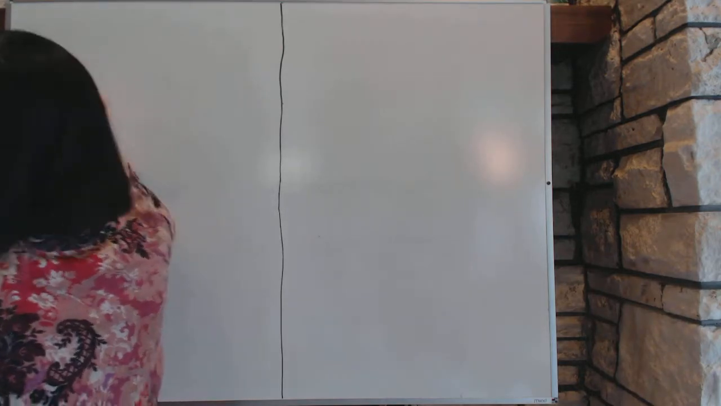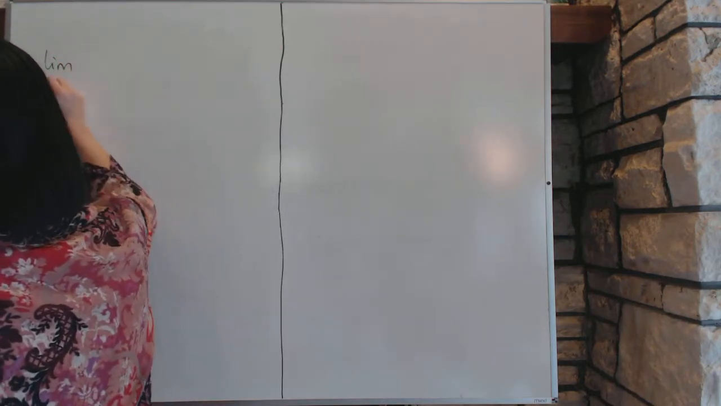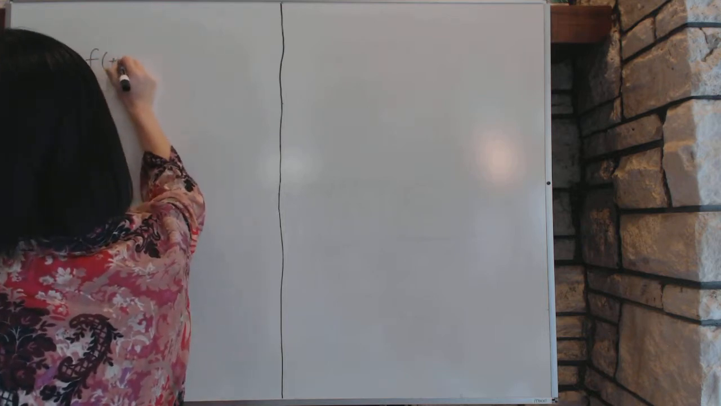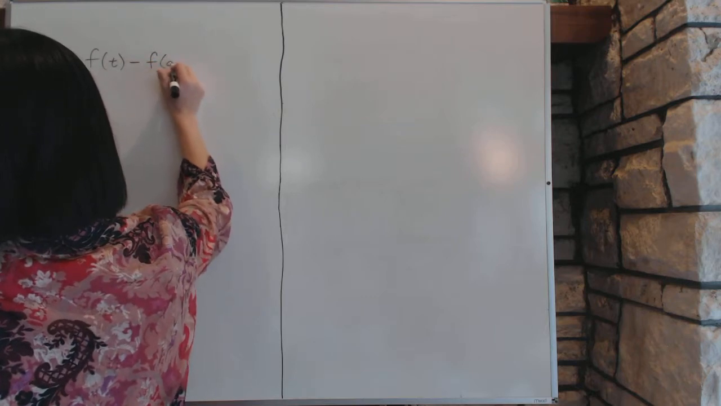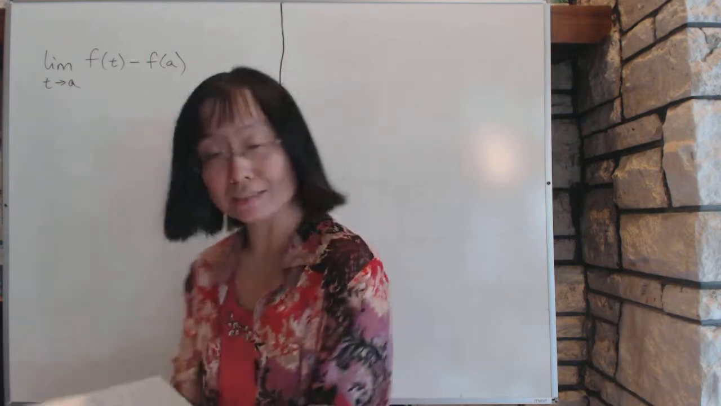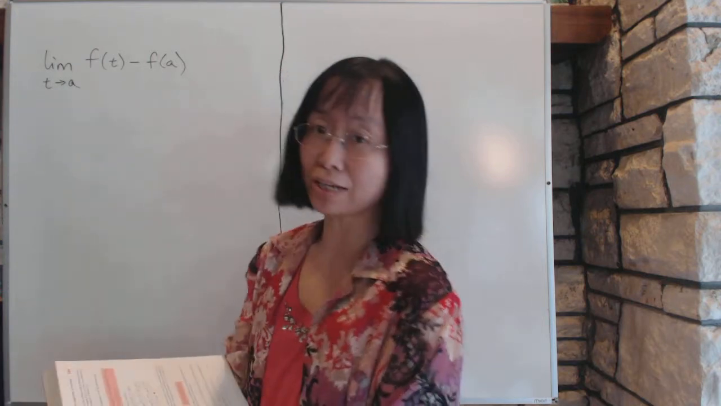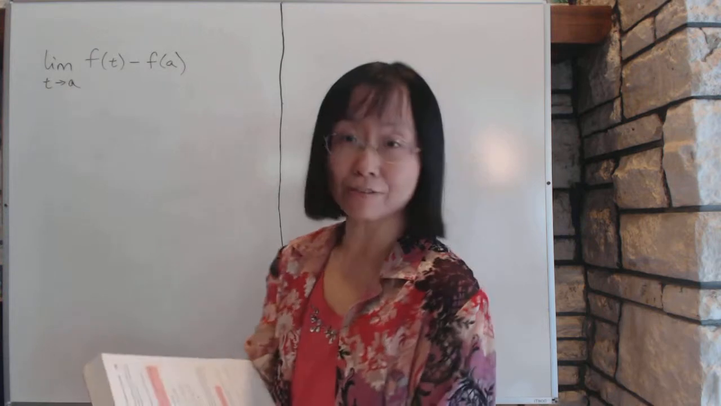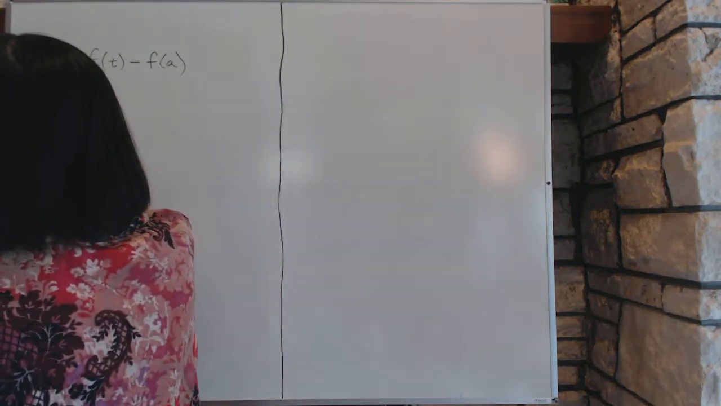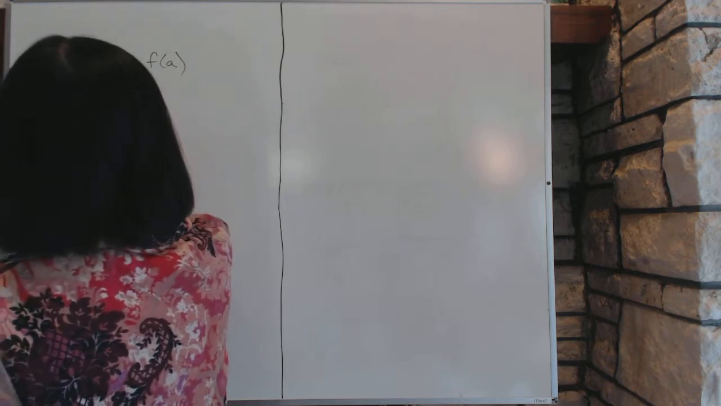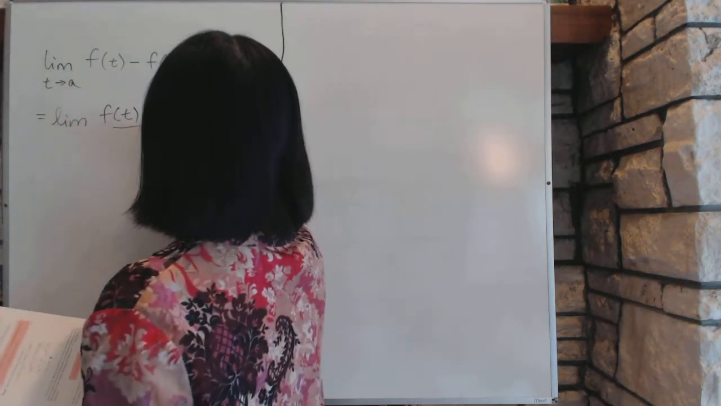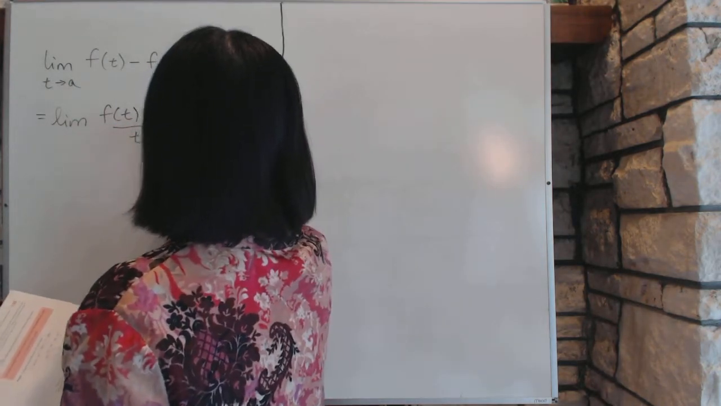Let's say we calculate the limit as t goes to a of f(t) minus f(a). If this limit exists and goes to 0, then it would mean that the function f is continuous. And right now we assume that function f is differentiable. With that assumption, we can write this: the limit equals the limit of [f(t) minus f(a)] divided by [t minus a], times [t minus a].